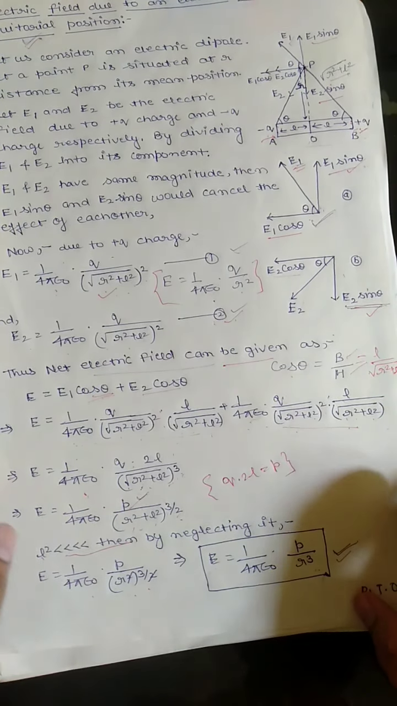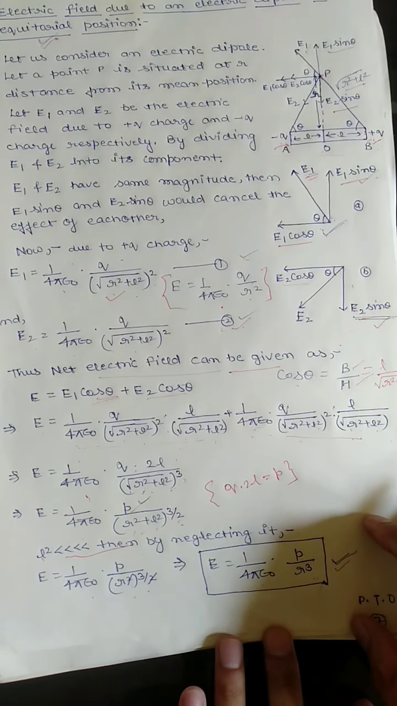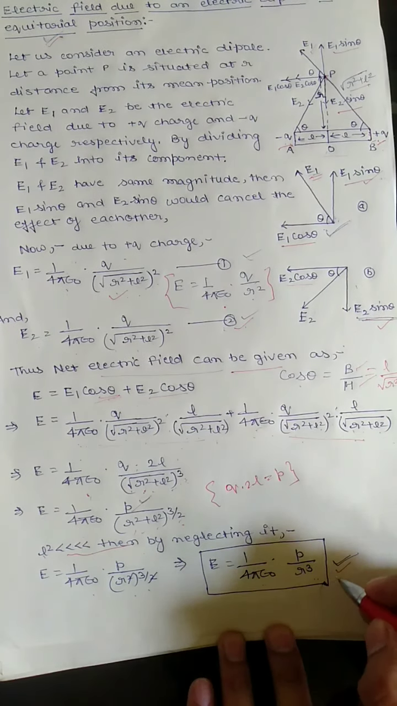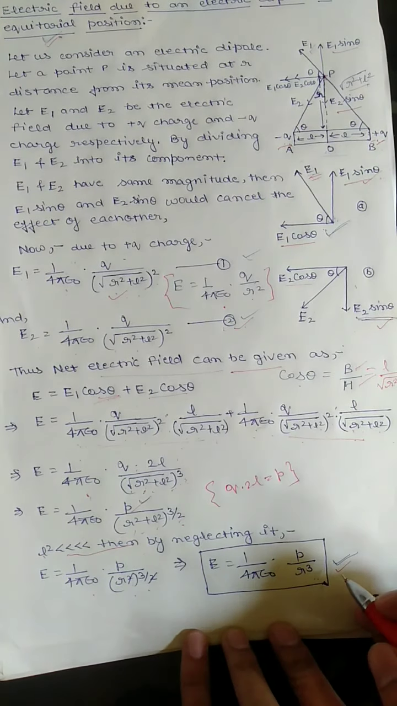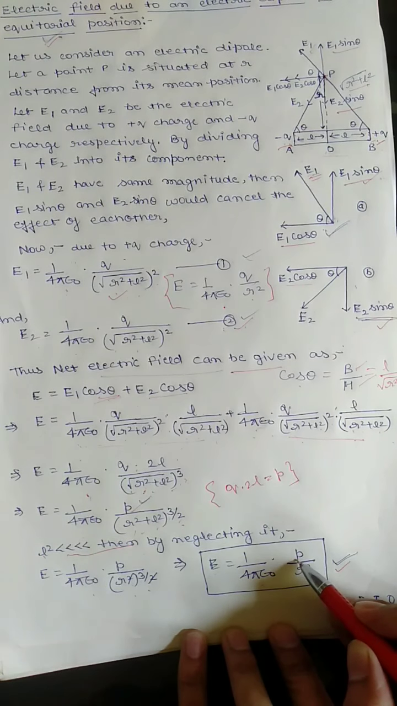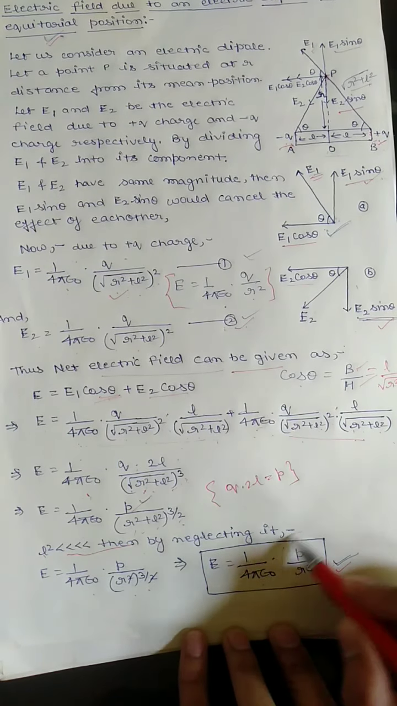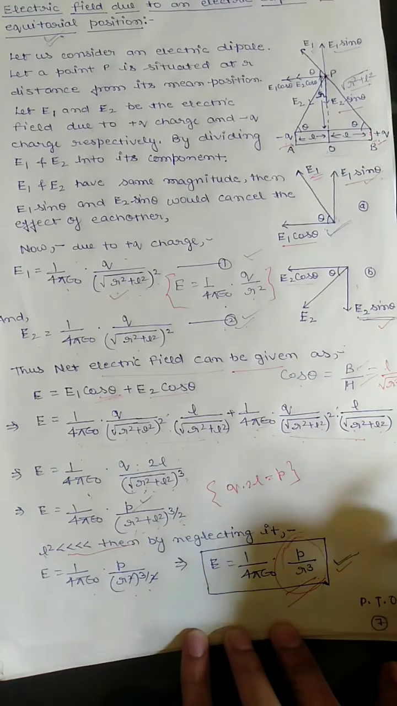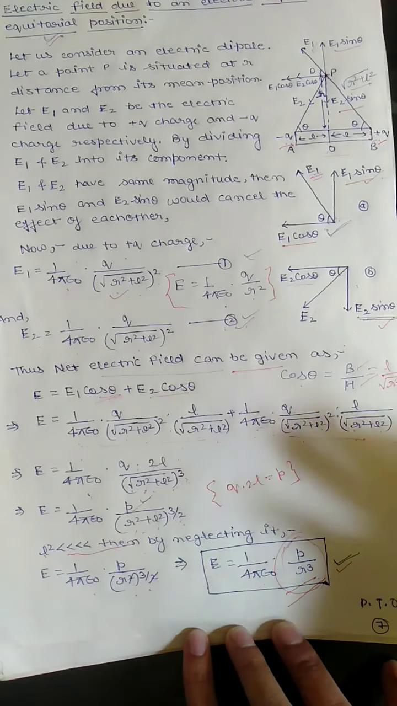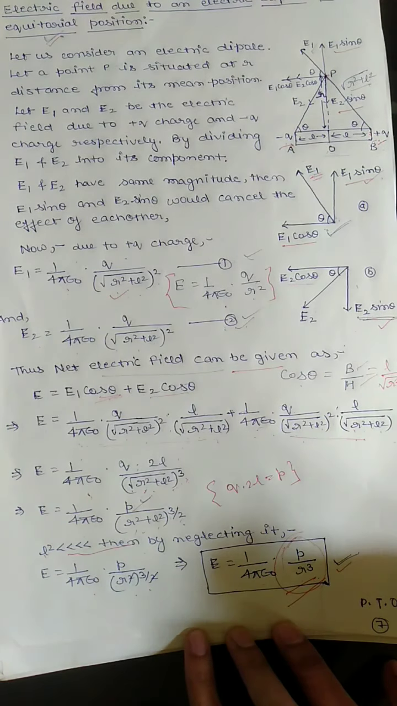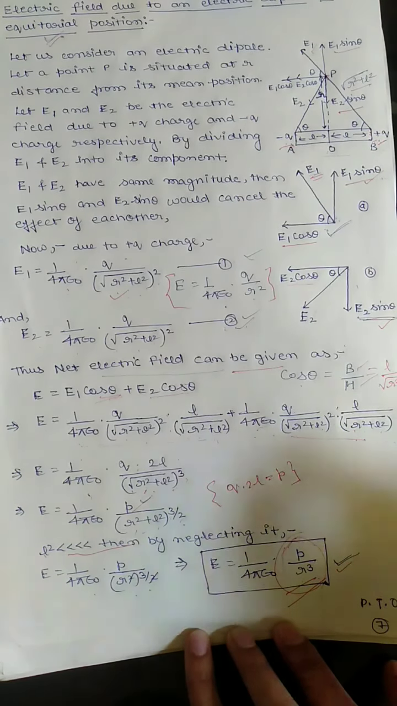This is your result, that is, the electric field due to an electric dipole at its equatorial position. Remember one thing: on the axial position there would be a factor of 2, and here the 2 is not there. So there is only one difference between the result at the equatorial position and on the axial position, that is the 2.